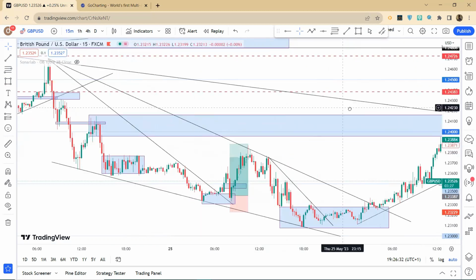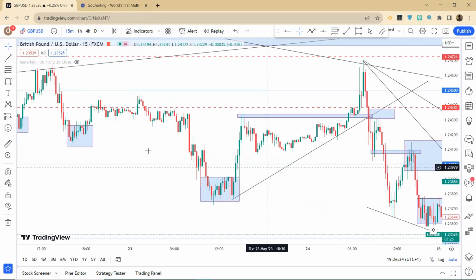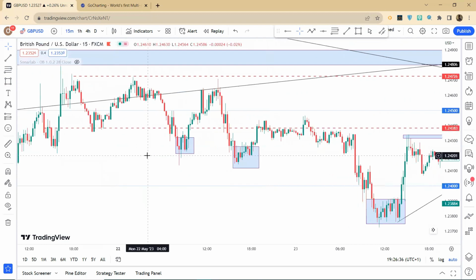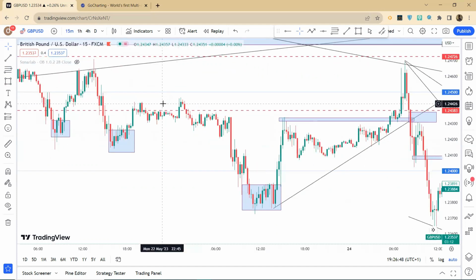So that's how GBPUSD, that's how we get the edge, that's how we get consistency. When we are able to repeat the same thing over and over again. We spot a pattern, yes, it's repeated. Next time we see it, we're going to go crazy with it.